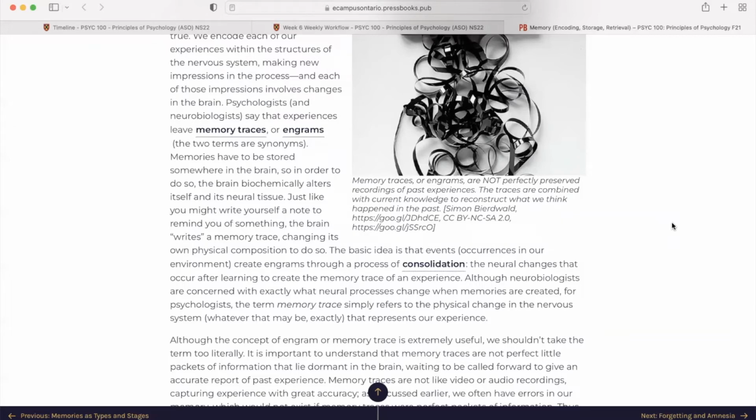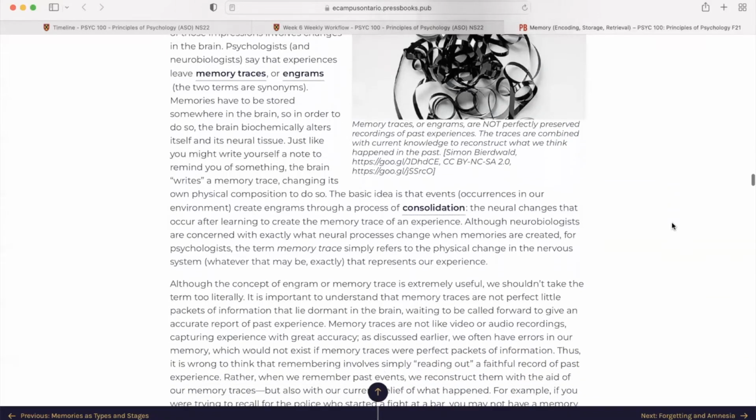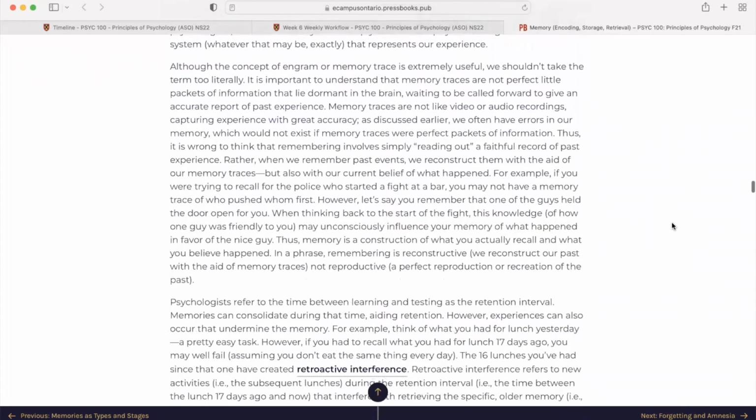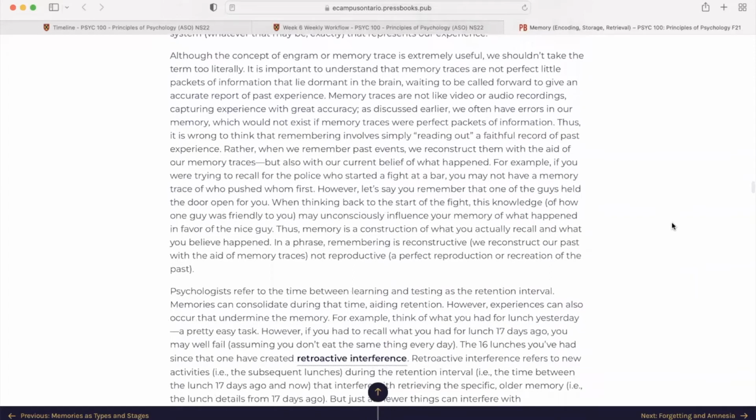Memory traces or engrams are not perfectly preserved recordings of past experiences. The traces are combined with current knowledge to reconstruct what we think happened in the past. Although the concept of engram or memory trace is extremely useful, we shouldn't take the term too literally. It is important to understand that memory traces are not perfect little packets of information that lie dormant in the brain, waiting to be called forward to give an accurate report of past experience. Memory traces are not like video or audio recordings, capturing experience with great accuracy.